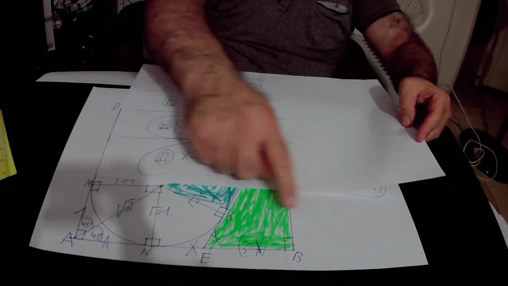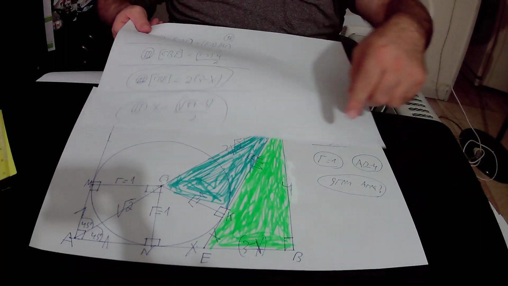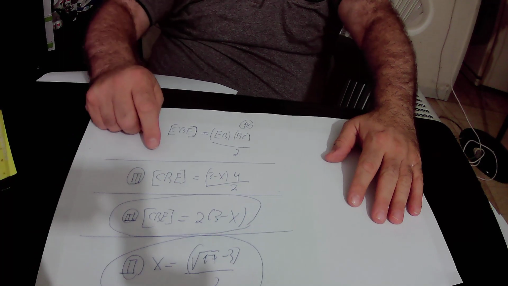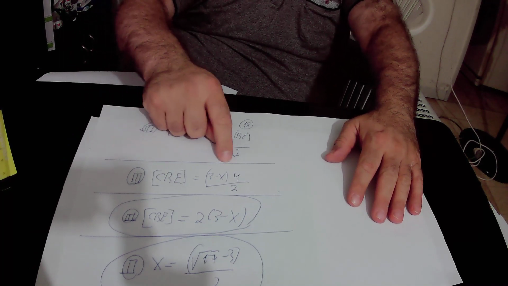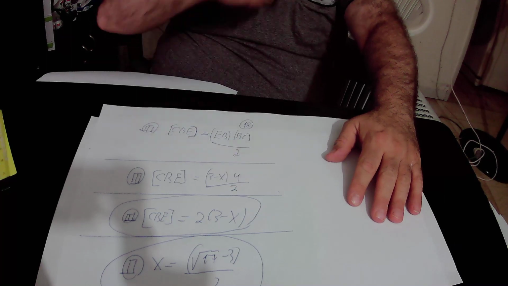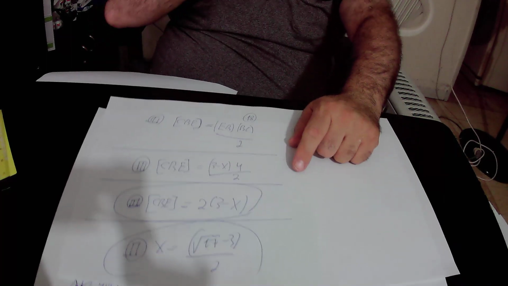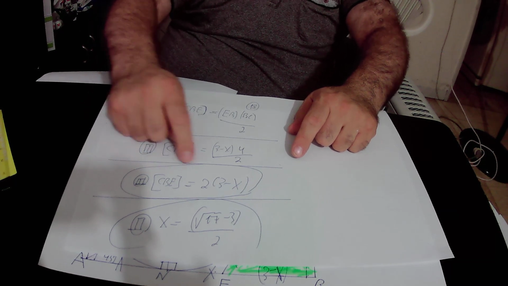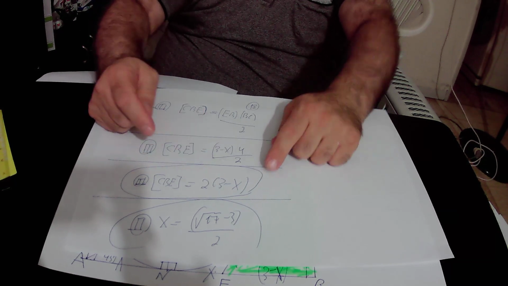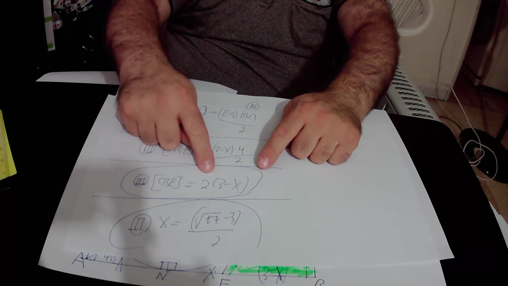EB equals 3 minus x. BC equals 4 units. So in conclusion, the area of the green right triangle CBE equals 3 minus x times 4 over 2. 4 over 2 is 2. So in conclusion, the area of the green right triangle CBE equals 2 times 3 minus x.